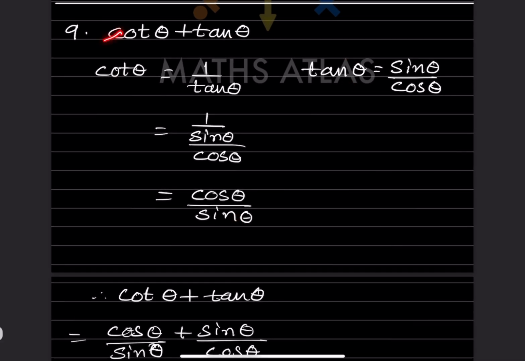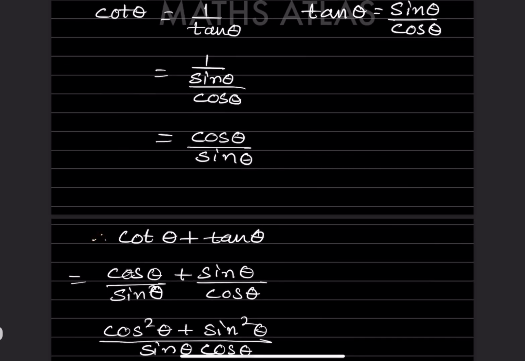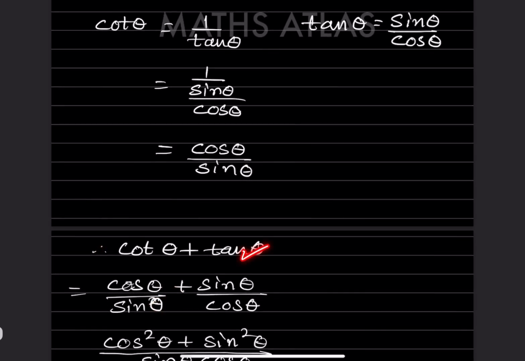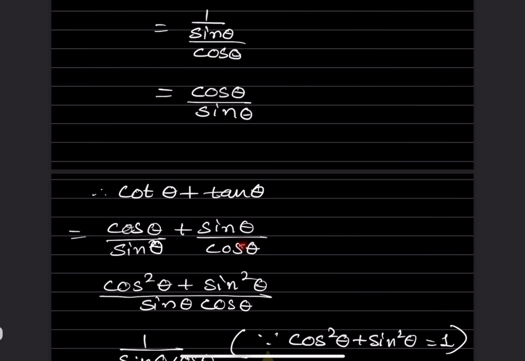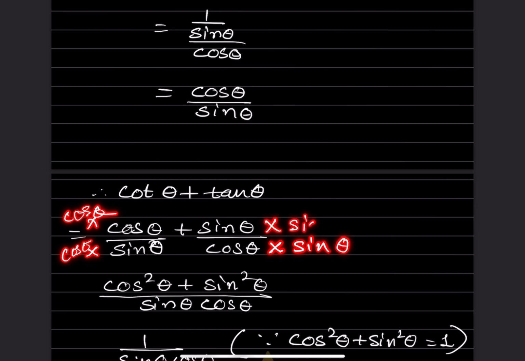So now again the same thing is written over here. We got cos theta by sin theta, and for tan theta we got sin theta by cos theta. Now sin theta cos theta will be the LCM. So here you have to multiply by cos theta, so this also will be multiplied by cos theta. Here you have to multiply by sin theta, so this also will be multiplied by sin theta.